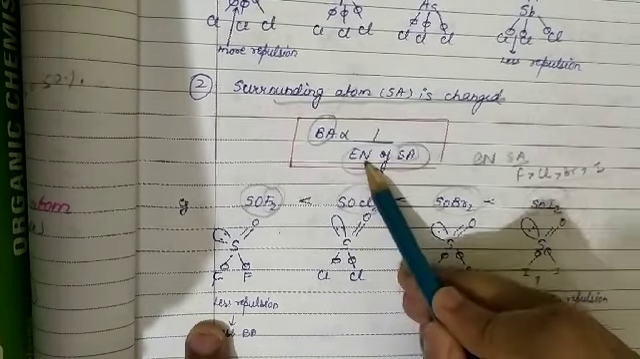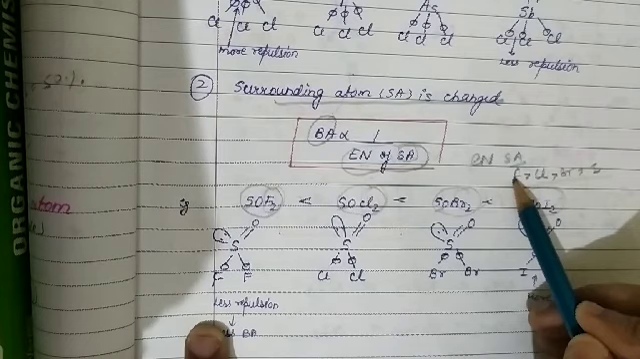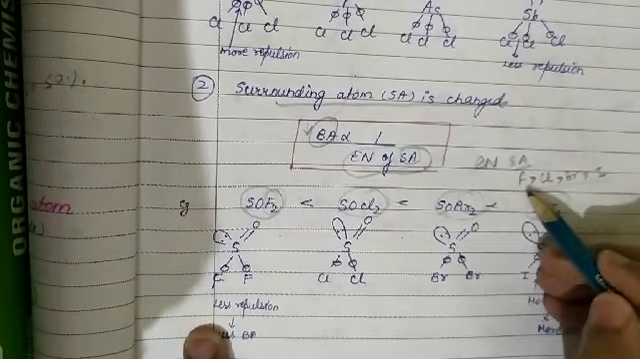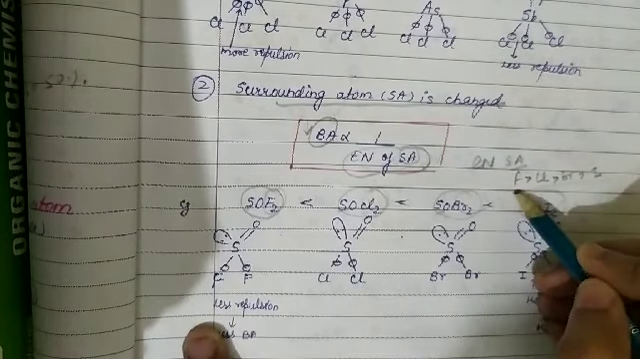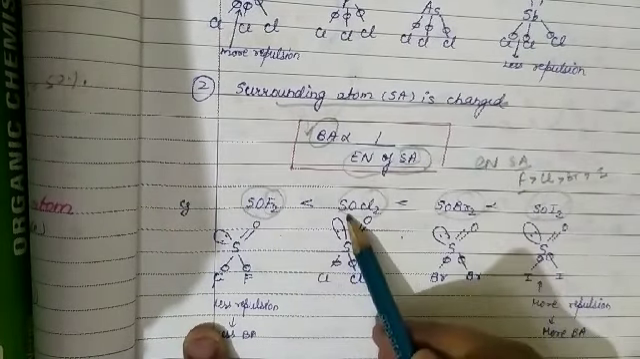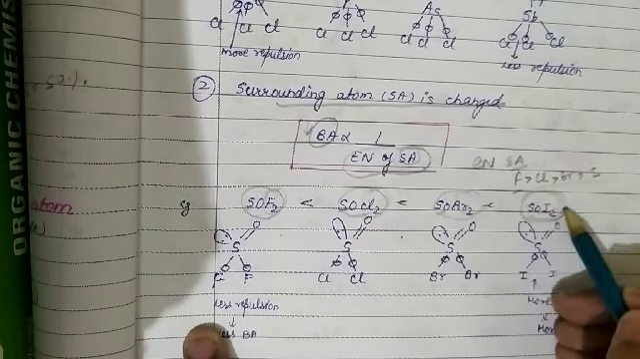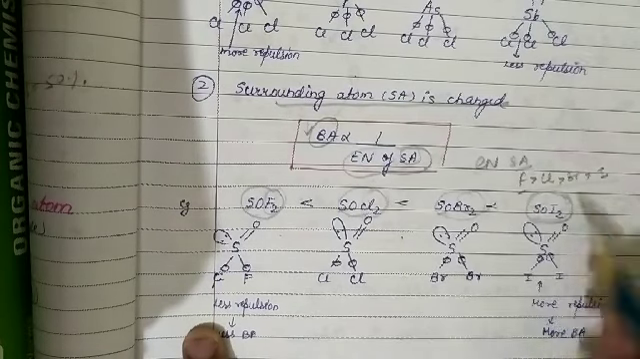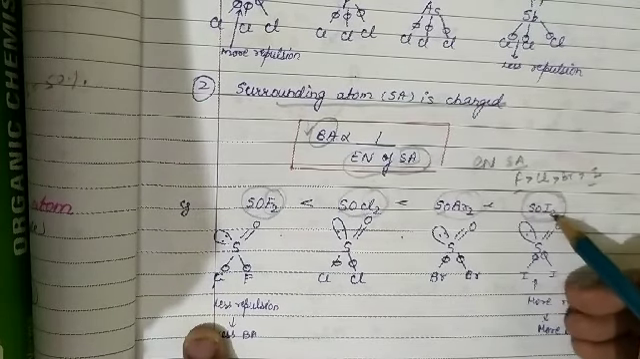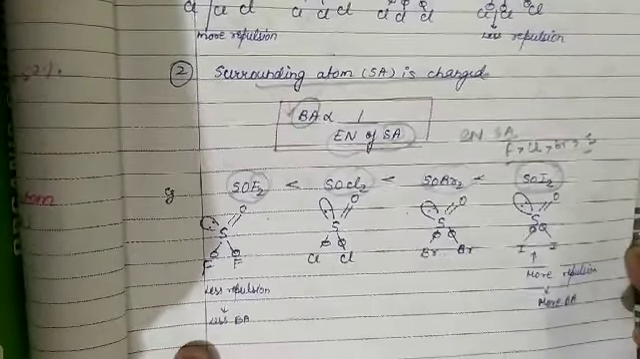As we know, if the electronegativity of the surrounding atom is more, then the bond angle will be less. So for fluorine, the bond angle will be less. So SOF2 has the least bond angle. Then SOCl2 has more. The highest bond angle in this case is in SOI2, because iodine has less electronegativity as a surrounding atom, therefore it has more bond angle. So this is basically all about the bond angle.